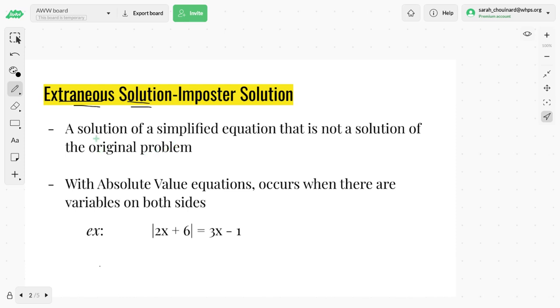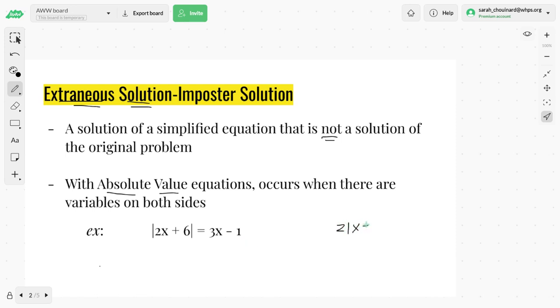So the definition is a solution of a simplified equation that is not a solution to the original problem. And so these occur a lot. You're going to see the word extraneous solution a lot throughout high school in different contexts. But in the context of an absolute value equation, this is going to occur when the variable is on both sides. So this equation would be an example of one that would have extraneous solutions.